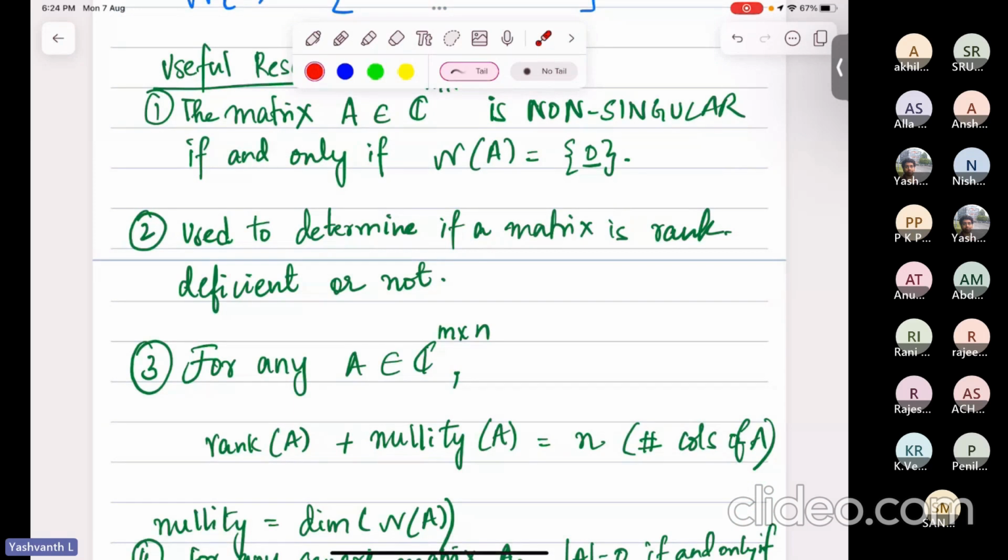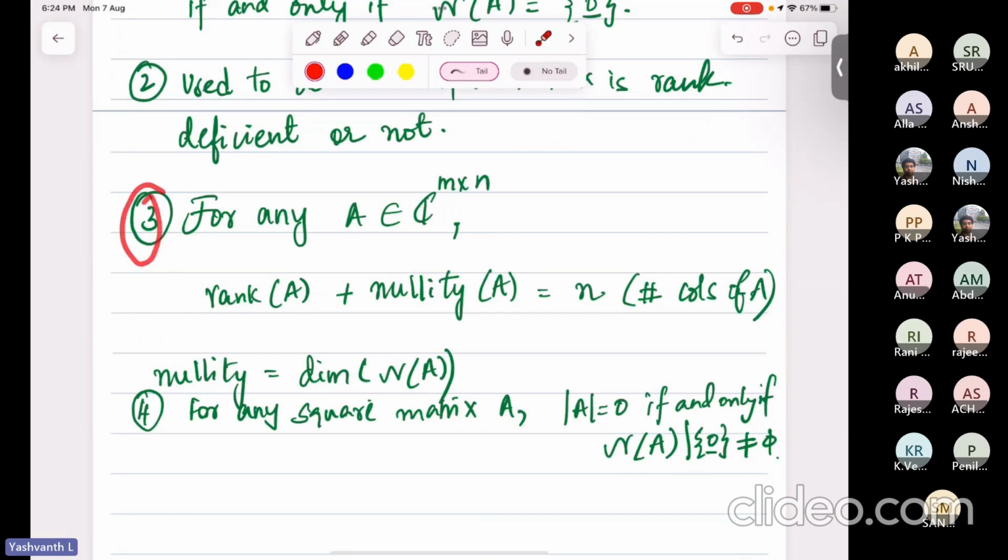Now another aspect of the null space of A is as follows. It's basically used to determine if a matrix is rank deficient or a full rank matrix. How? It's precisely given by the third relation. For any matrix A in C to the m by n, the rank of A plus the nullity of A equals n, where n is the number of columns in A. We know what the rank of A is. Last time we saw some basic calculations in depth. But what is nullity? Nullity is defined as the dimension of the null space of A.